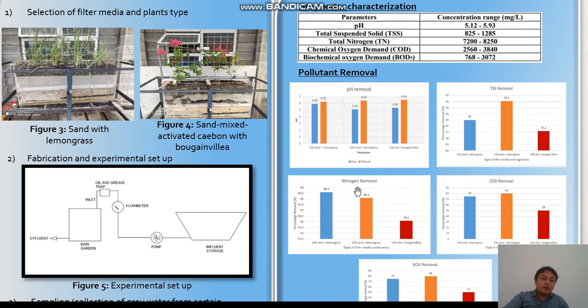However, for the nitrogen removal, it can be seen that the 150 mm sand filter with lemongrass has the highest nitrogen removal, despite the filter media depth is actually lesser than the 250 mm sand filter. This can be explained by the pollutant load going into the rain garden, because in the 250 mm filter, during the test, the initial nitrogen load is actually higher than the one in the 150 mm filter.